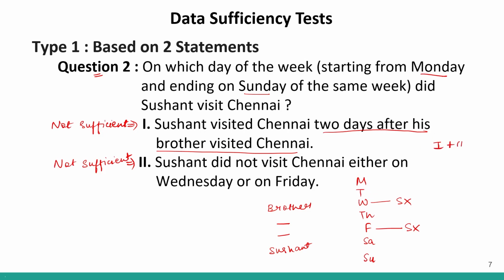Statement 1 plus 2. If I combine both statements, I know that Sushant visited 2 days after his brother. So the first possibility is that the brother visited on Monday, so Sushant will visit on Thursday. This is the first possibility. Second possibility, that the brother visited on Tuesday.